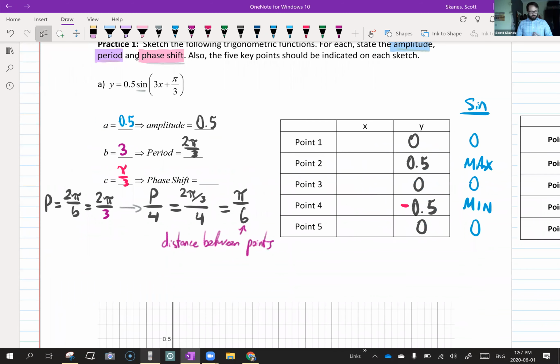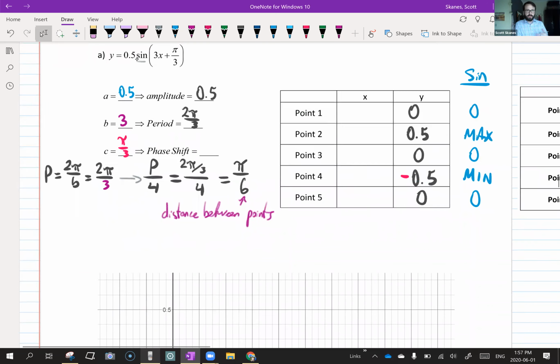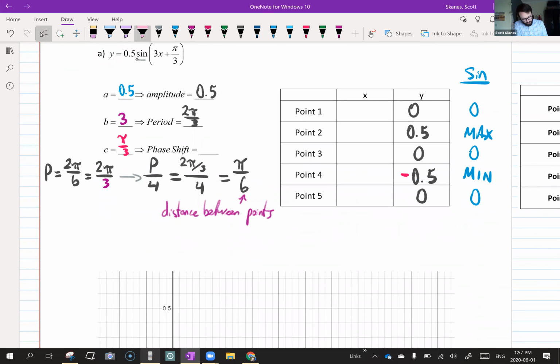So now that we have the period divided by 4, we need to get the phase shift. That will give us our displacement, okay? Whatever we get for phase shift, we'll take it, and I'm going to put it in right there, and I'll be almost done. So I'm going to call it displacement, d. I'm going to write our formula, negative c over b. We have C and we have B. So just put them in.